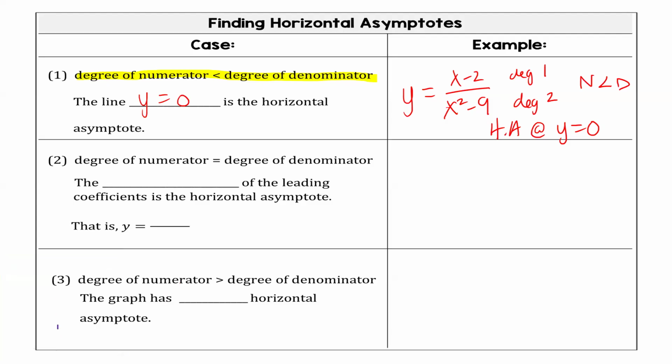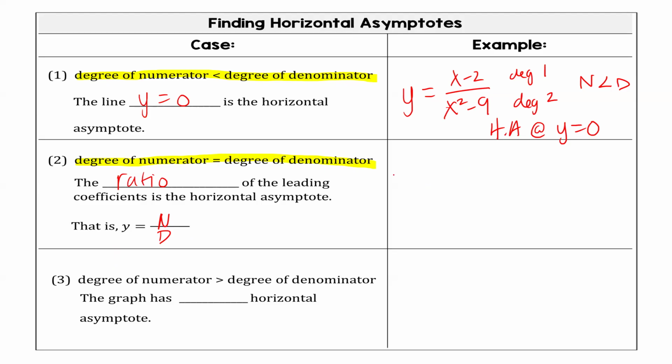All right, on to the next one. Our next one is if the degree of the numerator equals the degree of the denominator. If they're equal to each other, it's now going to be based off of the ratio of the leading coefficients: the leading coefficient of your numerator divided by the leading coefficient of your denominator. So I'm just going to write n over d, meaning leading coefficient.